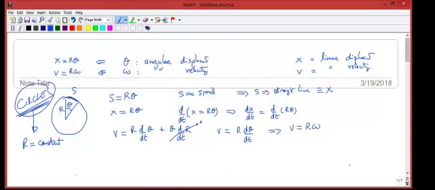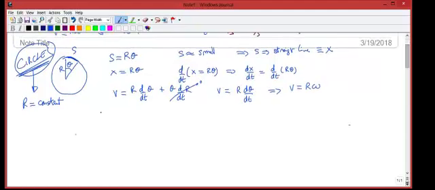Good. We know that the units of velocity are meters per second. The units of r are meters. Therefore, the units of omega must be 1/second, or radian per second, while theta is in radian, or no units. All right, let's keep going.